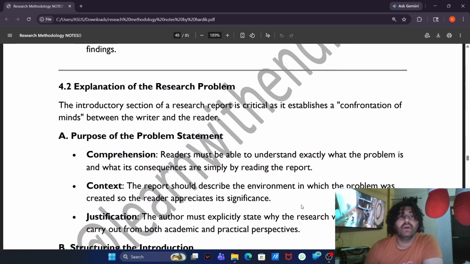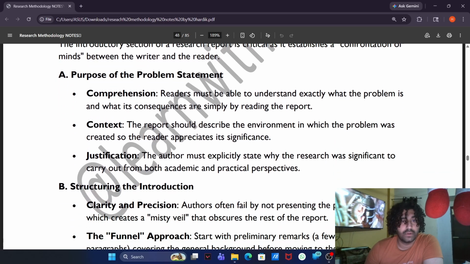Explanation of research problem. The introductory section of a research report is critical as it establishes a confrontation of minds between the writer and the reader. Purpose of the problem statement: comprehension, context, justification. Comprehension. Readers must be able to understand exactly what the problem is and what its consequences are simply by reading the report. Context. The report should describe the environment in which the problem was created so the reader appreciates its significance. Justification. The author must explicitly state why the research was significant to carry out from both academic and practical perspectives.